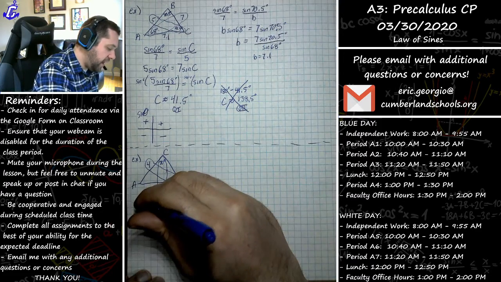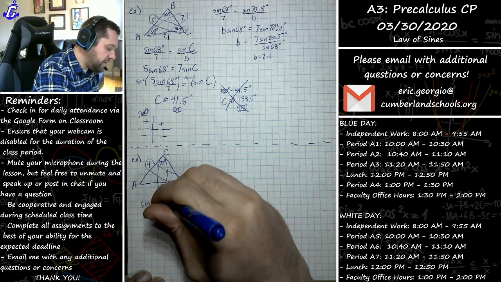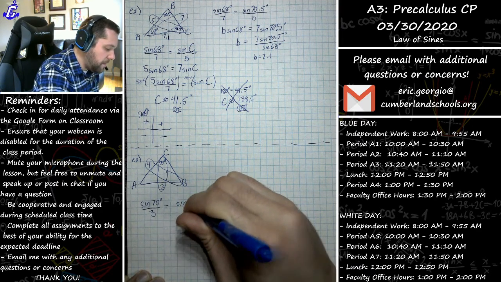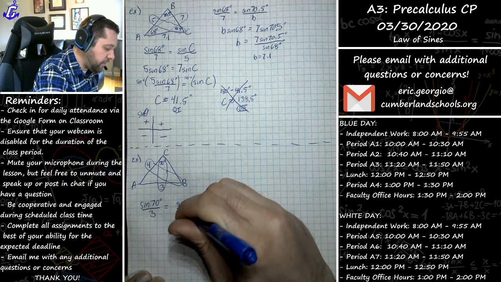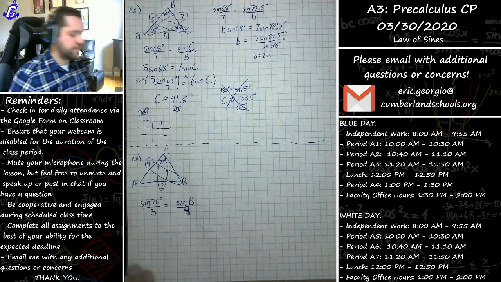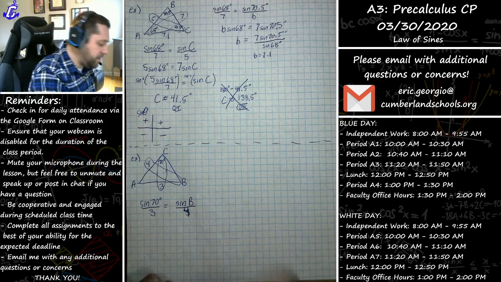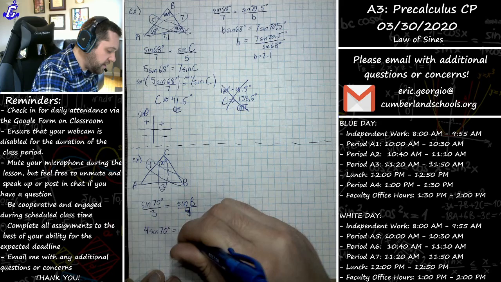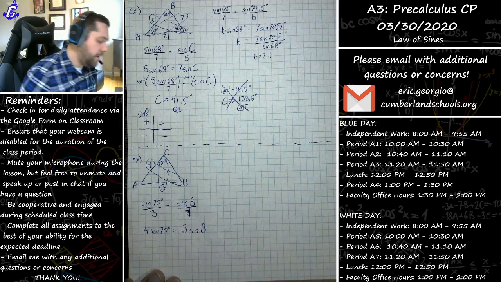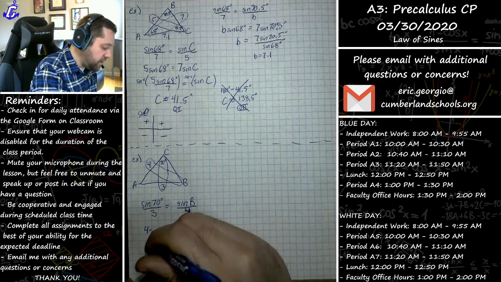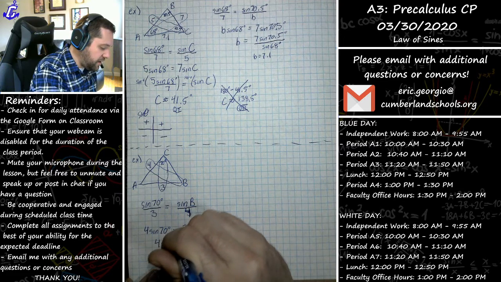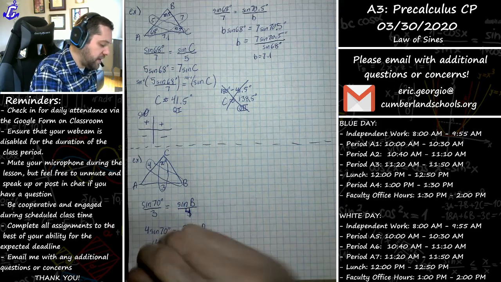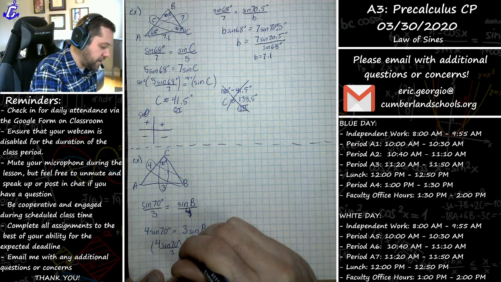I can say that the sine of 70 degrees divided by 3 is equal to the sine of B, which I don't know, divided by 3. Oh, sorry, divided by 4. My fault. Divided by 4. Okay. Cross multiply, I would get 4 sine of 70 degrees equals 3 sine of B. Divide both sides by 3, you would get 4 sine of 70 over 3 equals sine of B. I would do the sine inverse on both sides because I need to get rid of that sine.